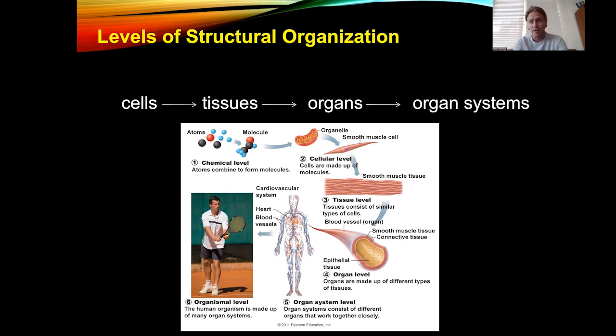And then one level above that is organ systems. That's everything we covered in that first class, all the different organ systems. Those are just a group of organs working together to achieve a common function for your body. And then all those organ systems come together to make an organism. That's actually where the term comes from, and that's what we mean by the organismal level.